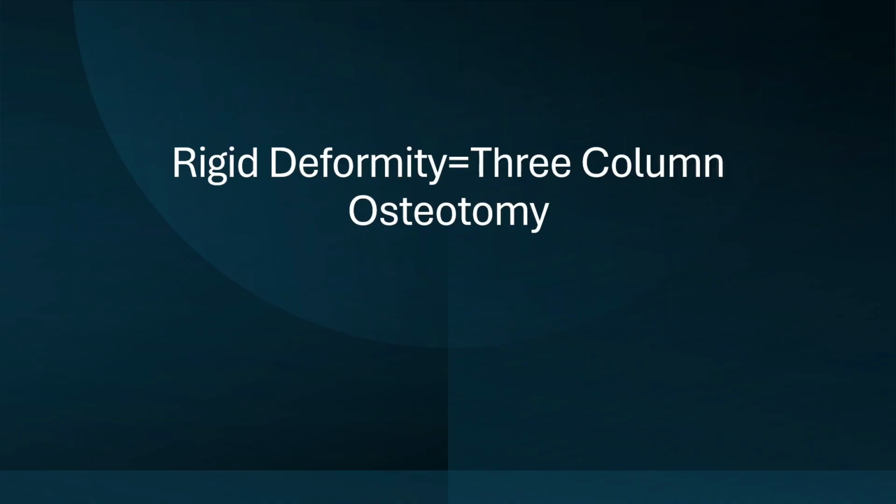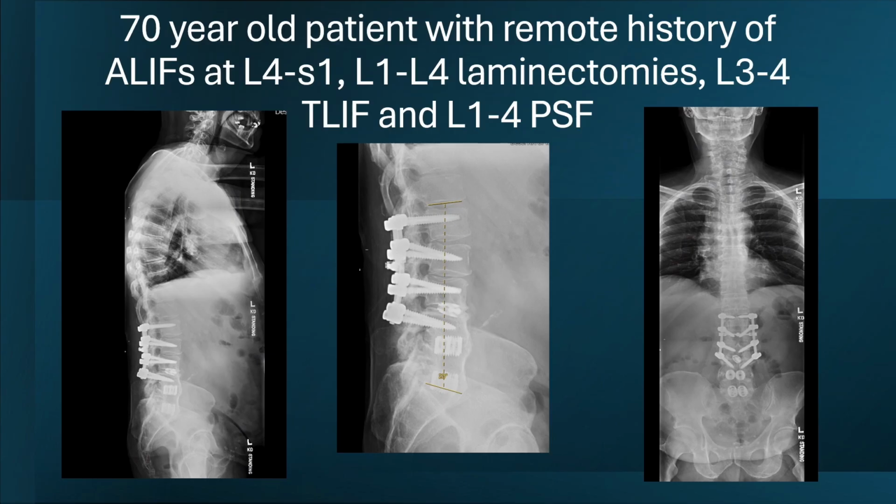The last category are rigid patients, right? So when you have a rigid deformity, it's been kind of ingrained in our heads that you need to do a 3-column osteotomy, a corner osteotomy, a pedicle subtraction osteotomy. But this is a case from, I think, a week or two ago. It was a 70-year-old patient with a remote history of 2-level ALIFs with LT cages at L4-5. Patient had adjacent segment disease and had an L1-4 laminectomy done with L3-4 TLIF and L1-4 posterior spinal fusion. You can tell that the alignment is not great.